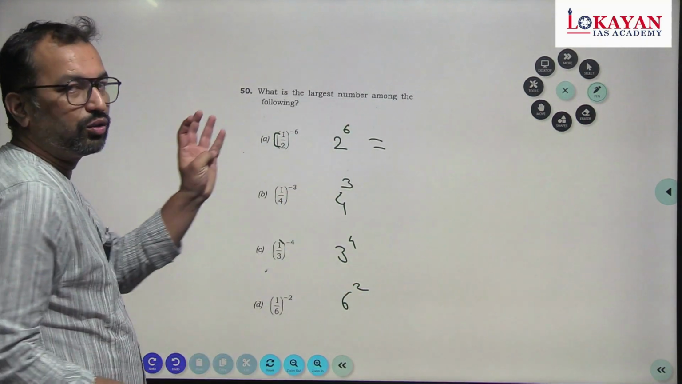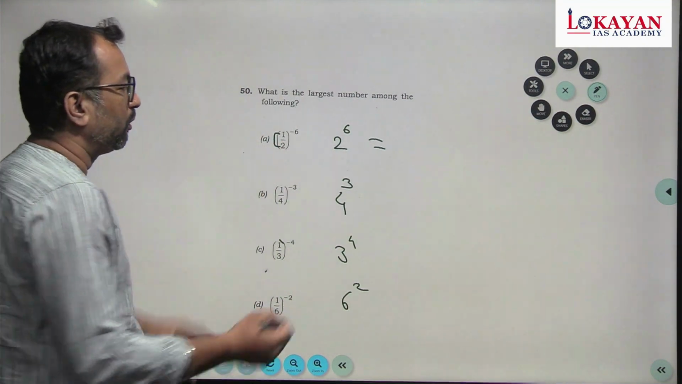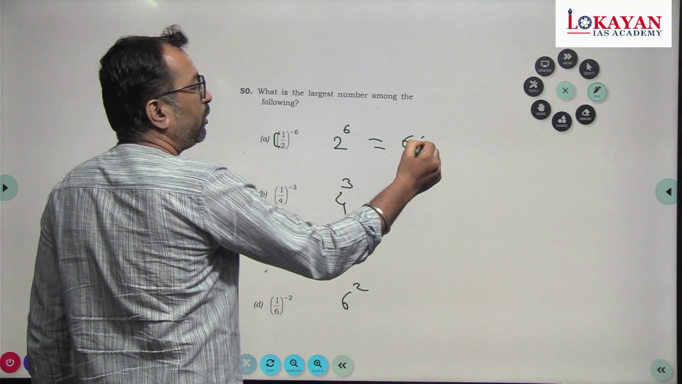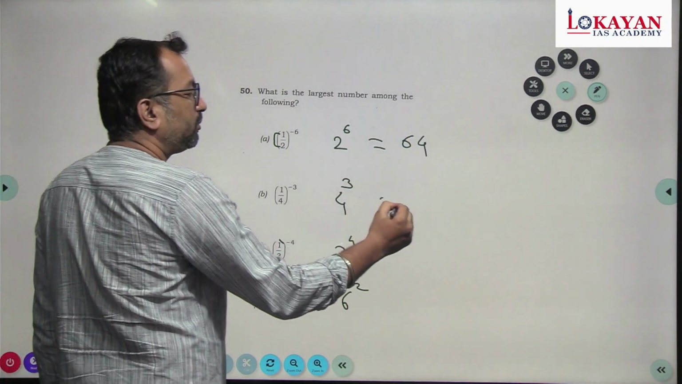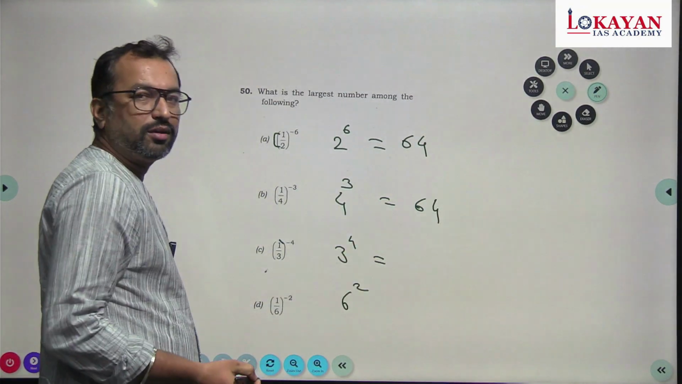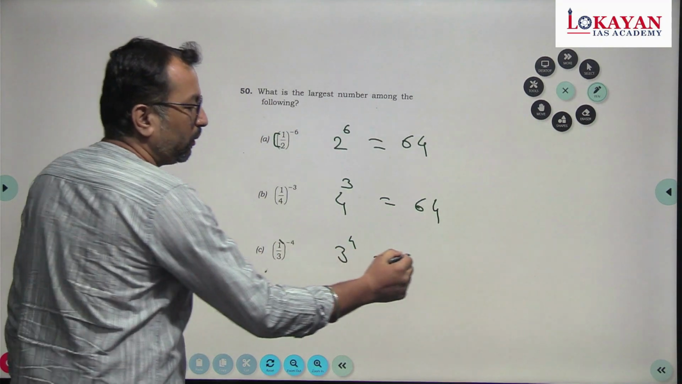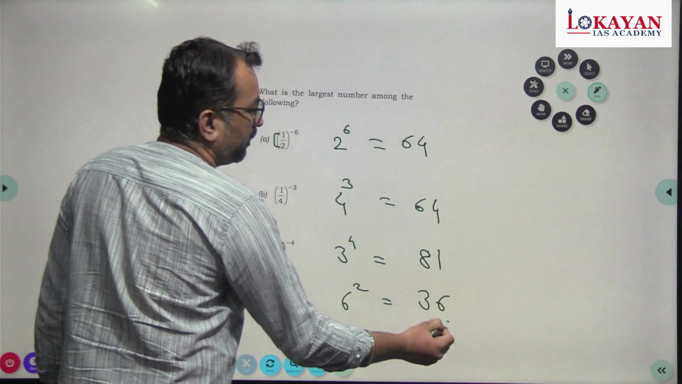2 to the power 6 is 2, 4, 8, 16, 32, 64. 2 to the power 6 is 64. 4 cube becomes 64. 3 to the power 4 becomes 3, 9, 27, 81. And 6 square becomes 36.